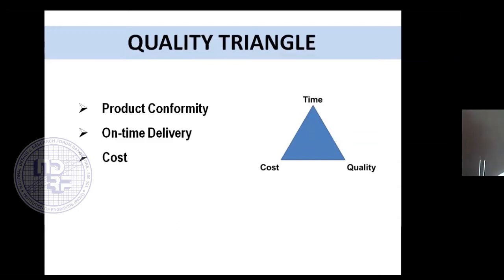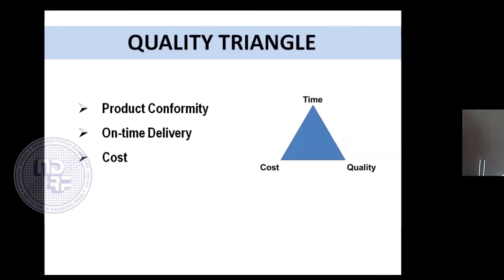And another aspect of requirement is the product should be available when the customer wants it. So if the product is supposed to be delivered in a certain time frame, it should be made available. That is called on-time delivery. And next is cost. Obviously, the customer will expect the best performance on time at the lowest cost possible.